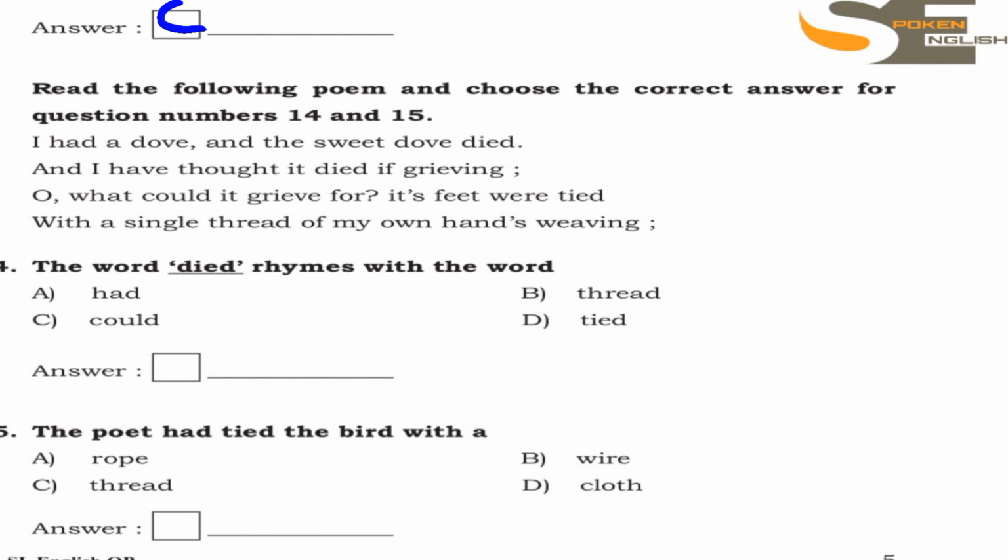See, died, tied. Other words cannot rhyme with each other. Only tied can rhyme with died. Option D is the right answer.